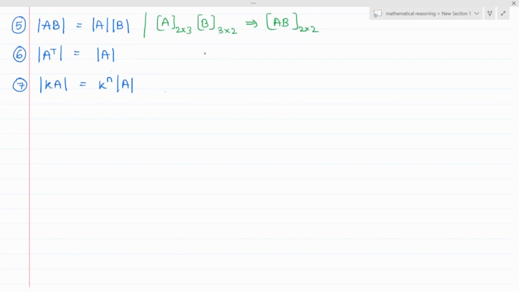And the sixth property is determinant of A transpose is equal to the determinant of A itself. This is a very important property which can be directly applied in the questions. So make sure you know about this. Seventh, this is also an important one. Determinant of KA is equal to K power n into determinant of A, where K is a constant and n is the order of the matrix.